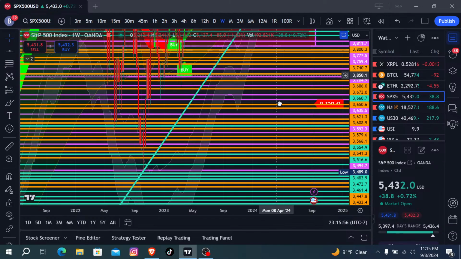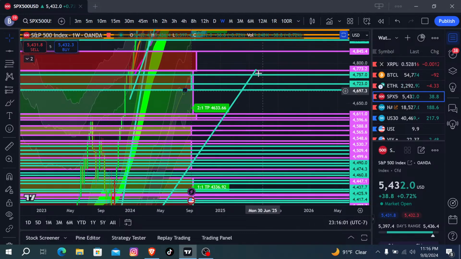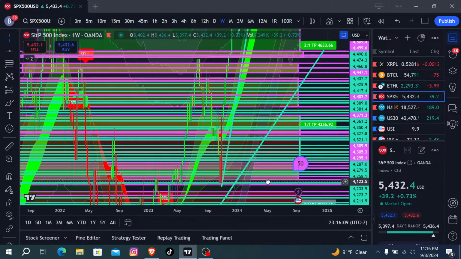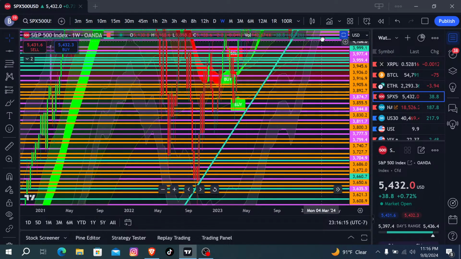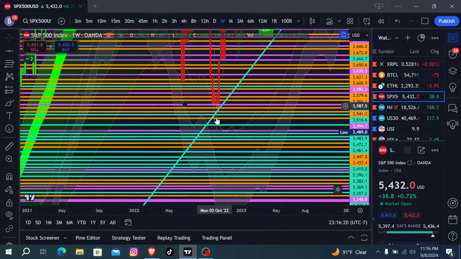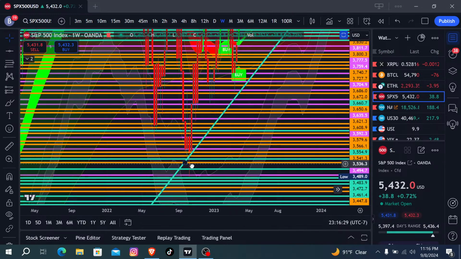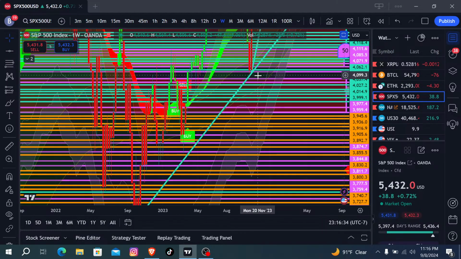I'm gonna try something here. Booyah, right on the dot. You see how it goes right where the candle stops. So this could be the main trend line. See, it touches it again.